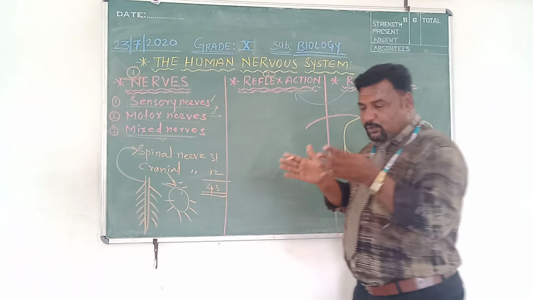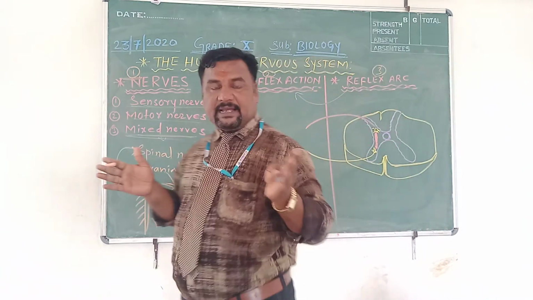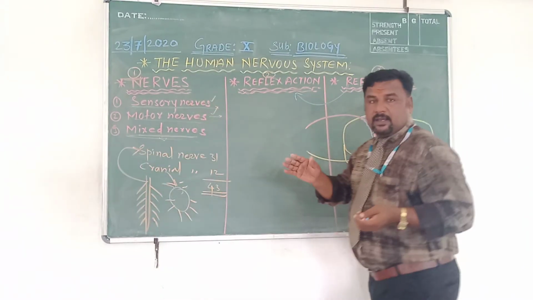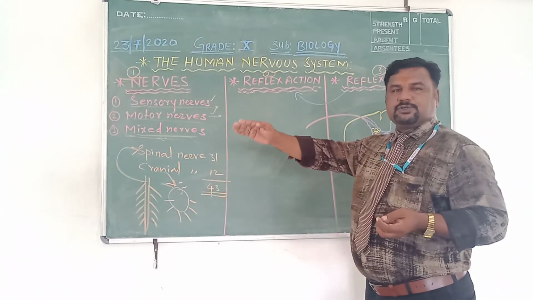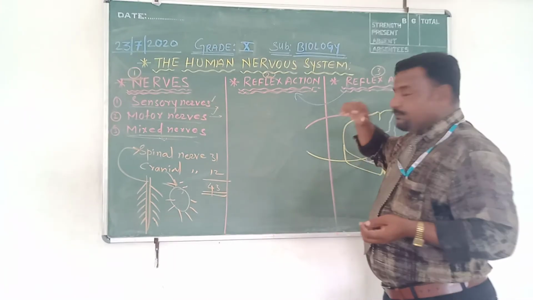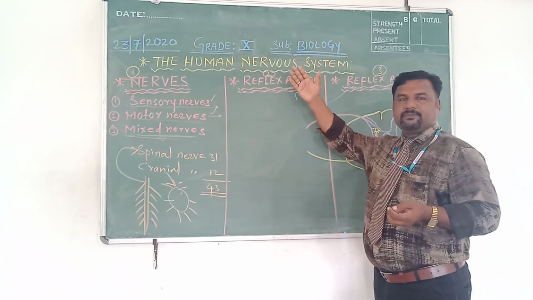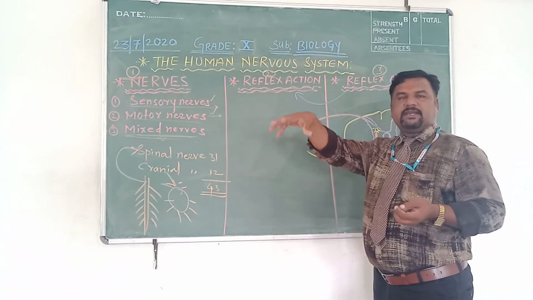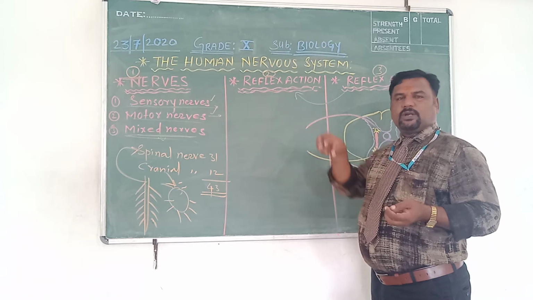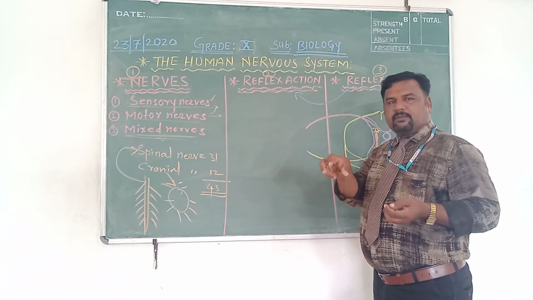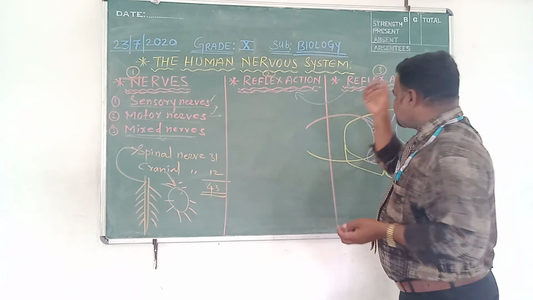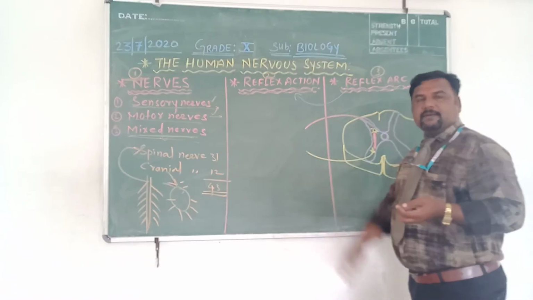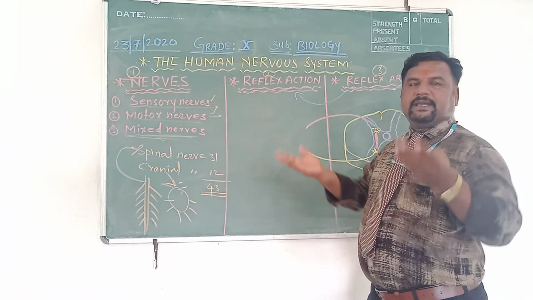If the stimulus is a complicated one, then when the sensory neuron sends the impulse to the spinal cord, it will further send it to the brain. Then the brain will analyze what kind of change it is. Then through the motor neuron, the impulse comes back from the brain to the spinal cord, and from the spinal cord it comes back to the effector organ. This happens generally during a complicated stimulus.